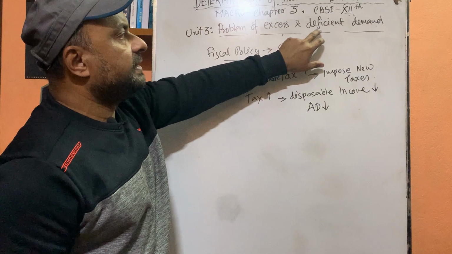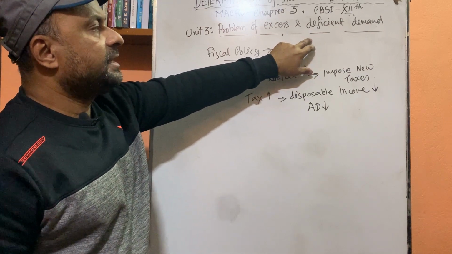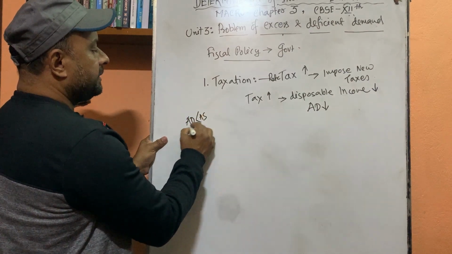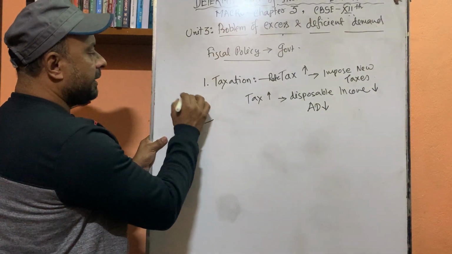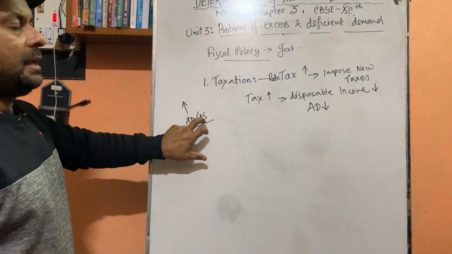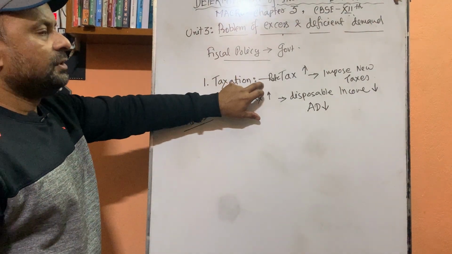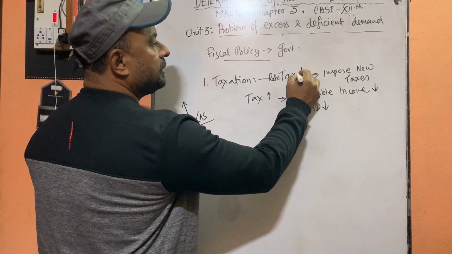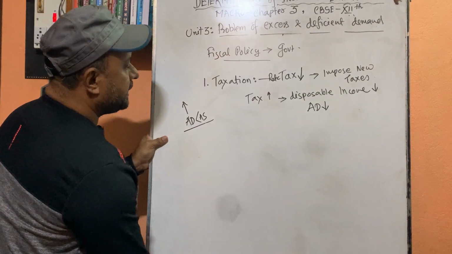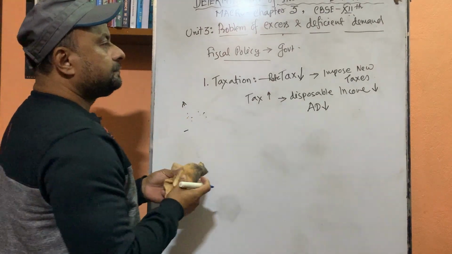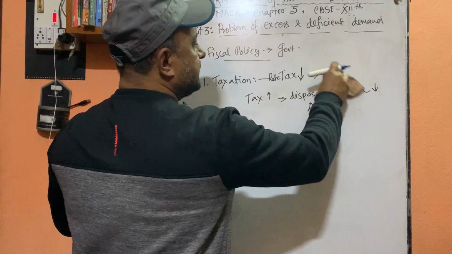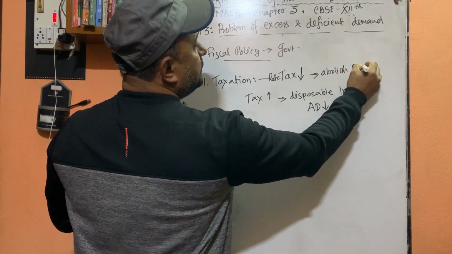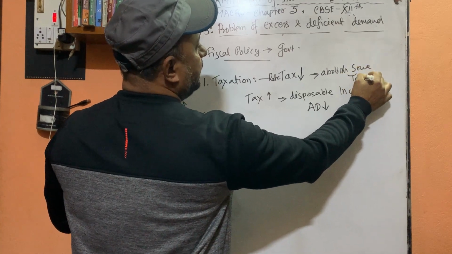Now just the reverse in a deficient demand situation. When there is deficient demand, our aggregate demand is less than our aggregate supply. At that time, we have to increase our aggregate demand to the level of aggregate supply. Just the reverse thing we will do. We will reduce the tax rate in the economy, and not only that, the government may abolish some existing taxes from the country.